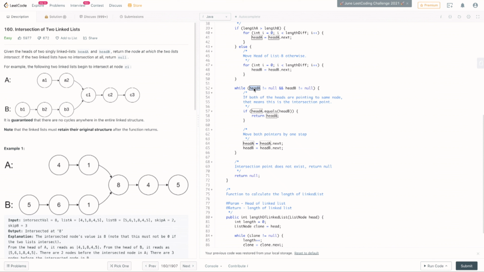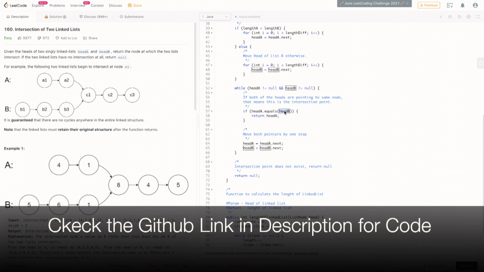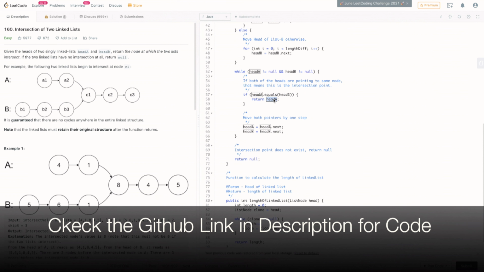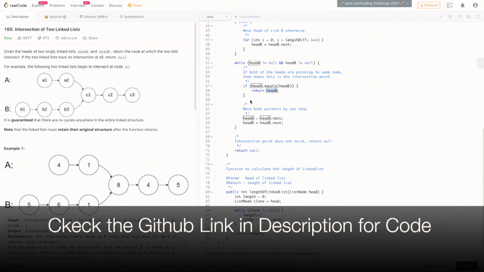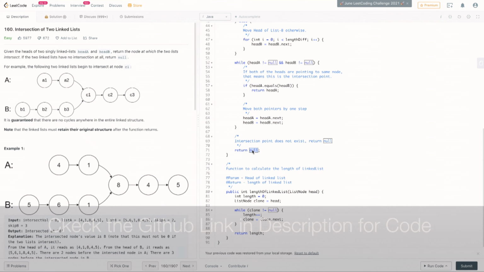Then we will start traversing both of the linked lists simultaneously. If head A and head B are equal, then that means we have reached the intersection point. Hence, we will return that node. In case head A and head B are not equal, then we will move head A by one step and also move head B by one step. In case we come out of this loop, that means the intersection point does not exist. Hence, we will return null.